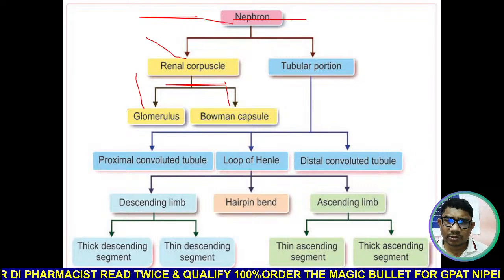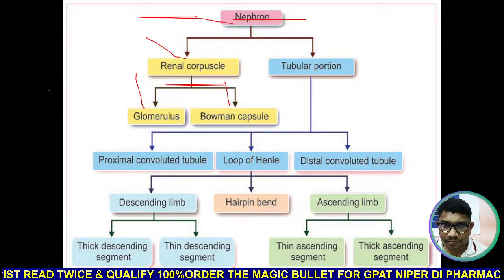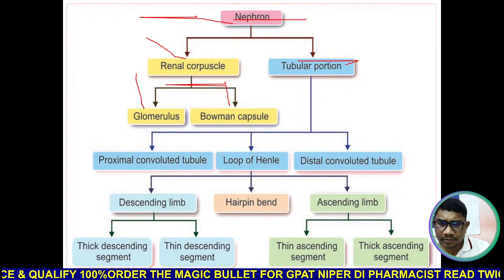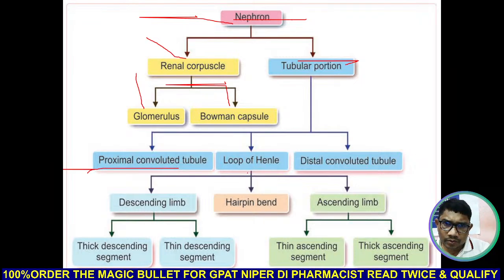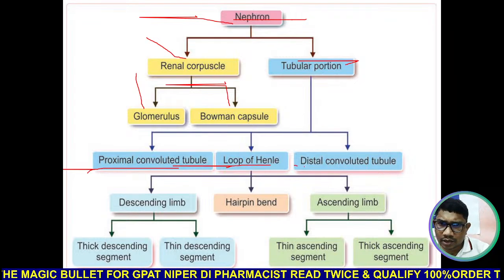What is a glomerulus? It is a network of your blood capillaries. What comes in the tubular portion? Tubular portion of nephron: in that you have PCT, proximal convoluted tubule. Then loop of Henle and distal convoluted tubule.